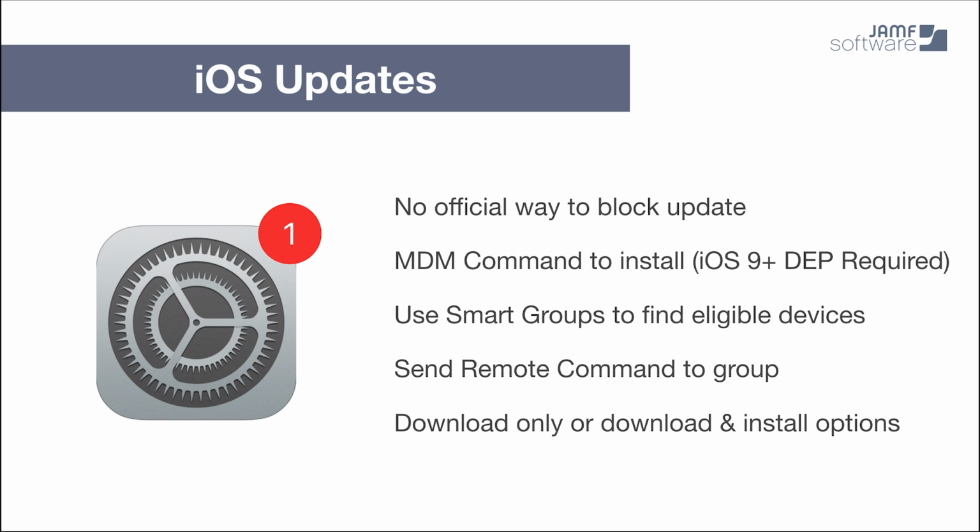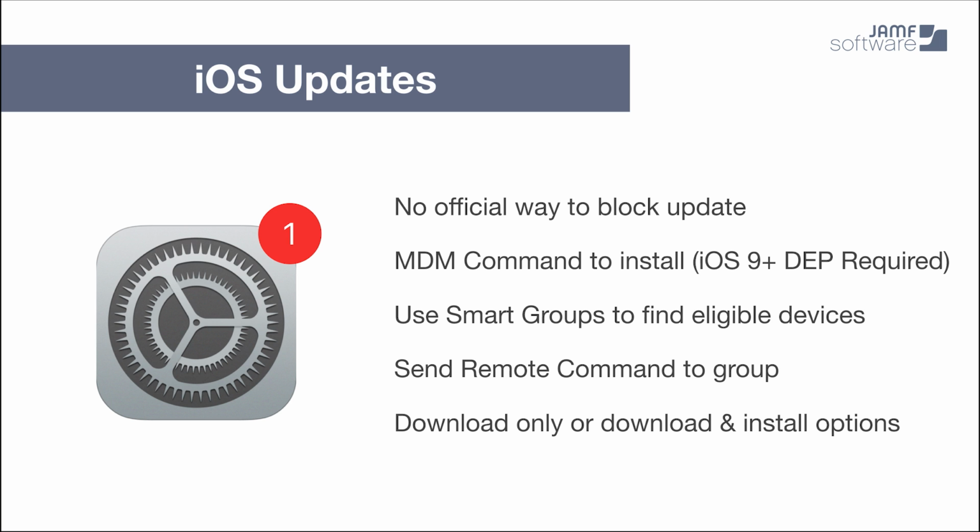And if you'd like to let Apple know your feedback, you can, of course, reach out to Apple and send your feedback that way. However, there is an MDM command to install iOS now. And this is great. Your devices just need to be running iOS 9 and they need to be enrolled using Device Enrollment Program. You can then find all of your devices using something like a smart group and send a remote command to that group. You can then choose to download that operating system or download and install it automatically. It's really, really helpful if you want to ensure that your iOS devices are running the newest operating system.